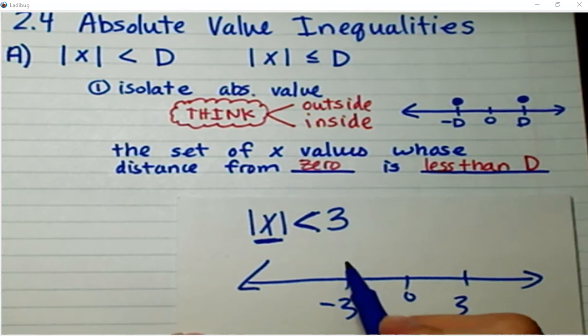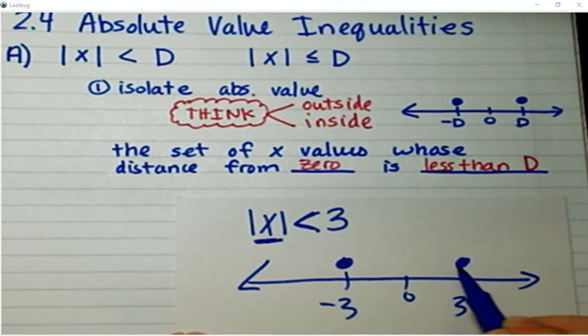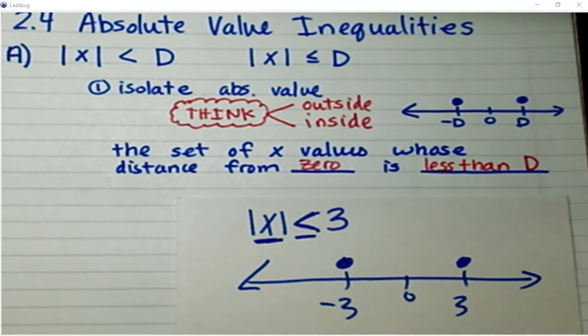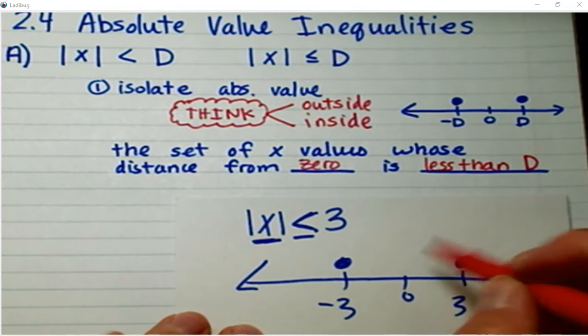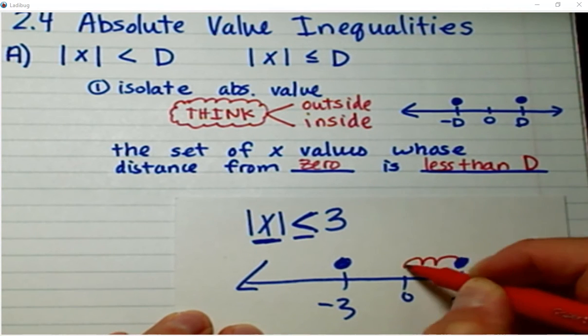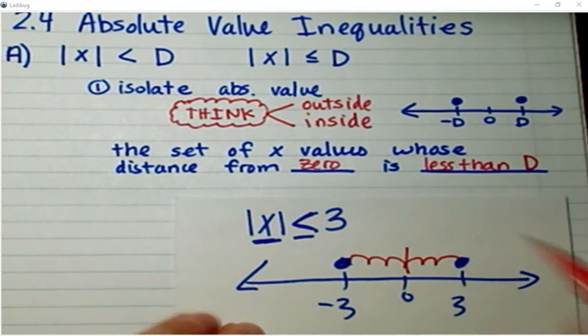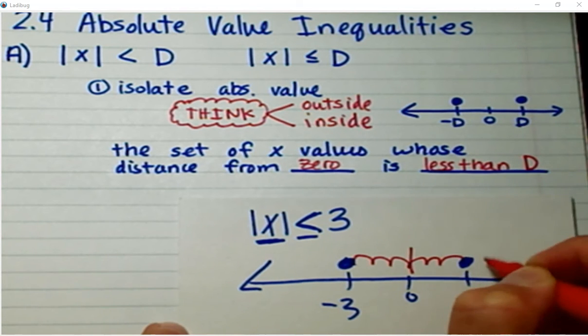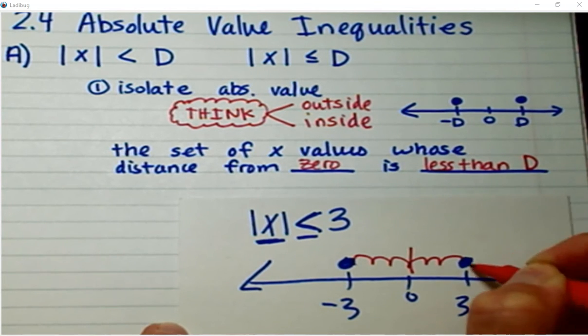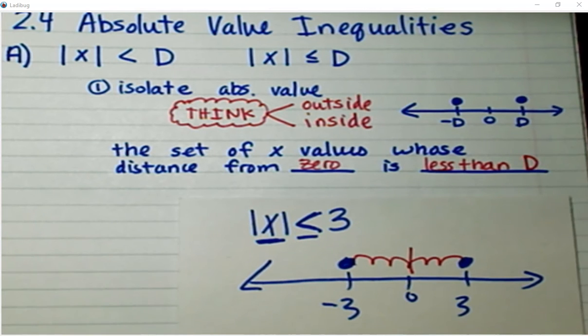Can somebody tell me why I would shade between these endpoints? Go for it. 1, 2, 3. 1, 2, 3. I need distances that are less than 3. You cannot count more than 3 little humps. Means you cannot go over here. 1, 2, 3. From the center.